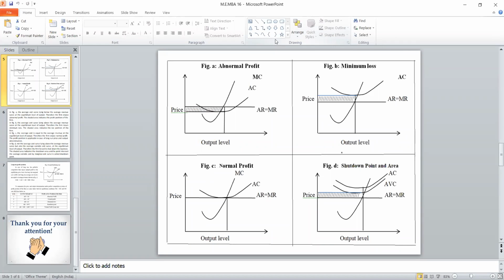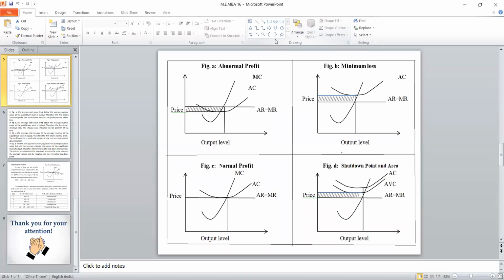So for your sake, I will repeat again. There are two equilibrium conditions: MR equal to MC, and MC cuts MR from below. Keeping these two equilibrium conditions in mind, we are drawing three curves: AR equal to MR, parallel to the output axis, and the MC curve. So these two curves are already in all four profit positions.